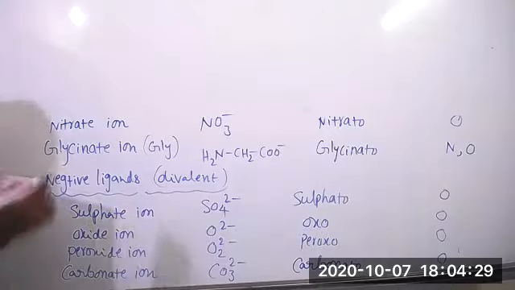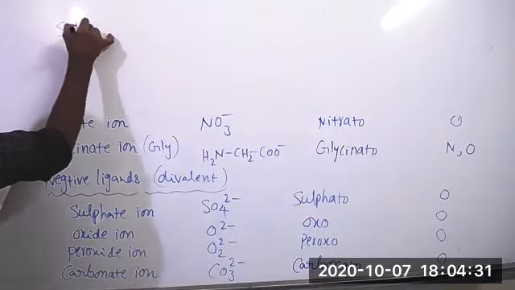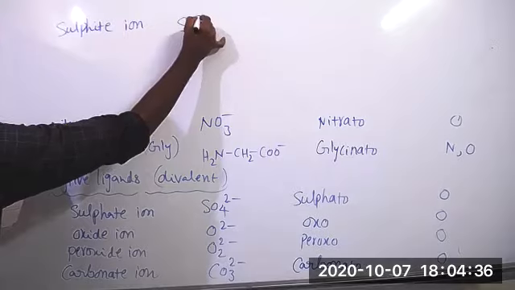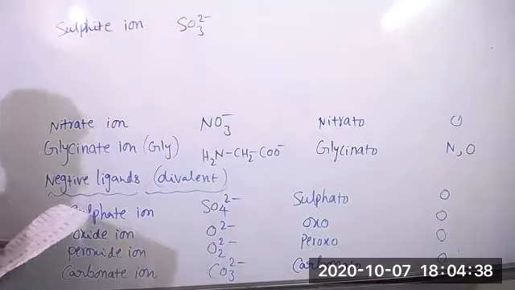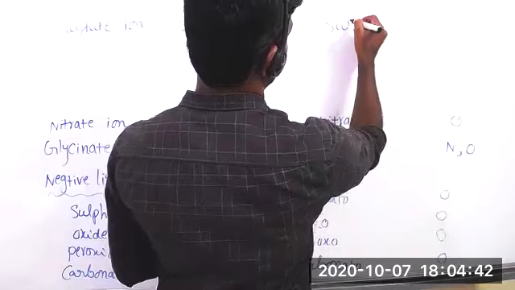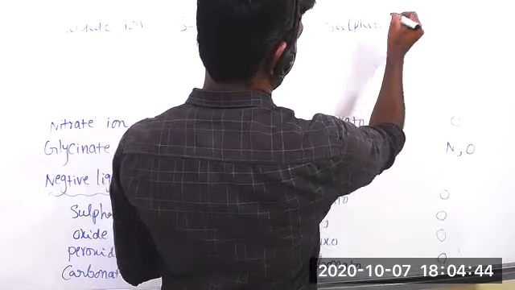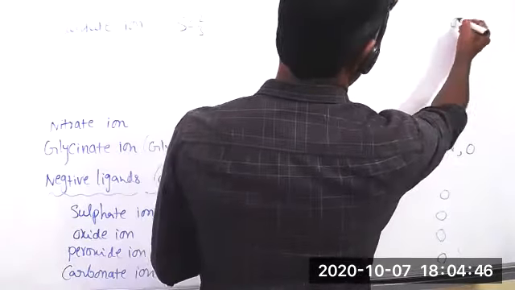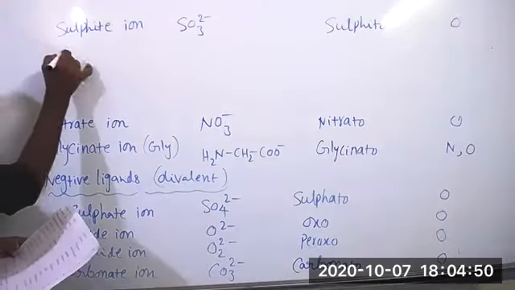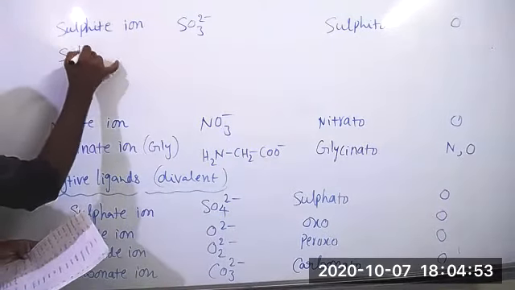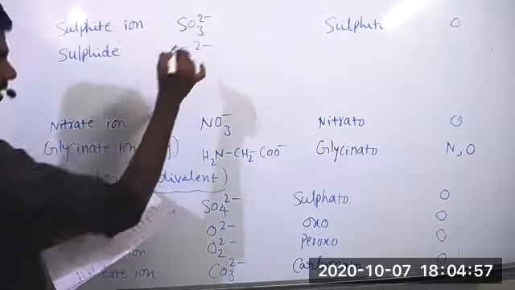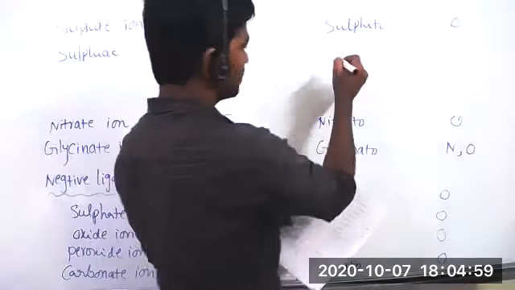Next, sulfite ion, SO3 2 minus. This is SO4 2 minus ion, sulfate. This is sulfito. Here also oxygen is linked. Then sulfide ion, like oxide, sulfide also exists. Sulfide, S2 minus, sulfido.